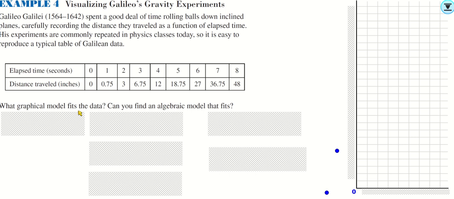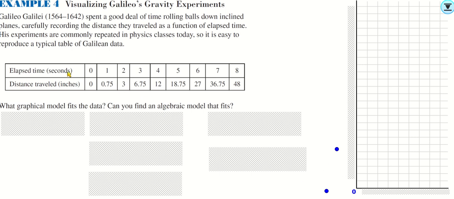What graphical model fits the data? Can you find an algebraic model that fits? Okay, step 1 would be to take this table that was given, and if we're looking to do a graphical approach and see if we can figure things out graphically, we're just going to plot all these points.